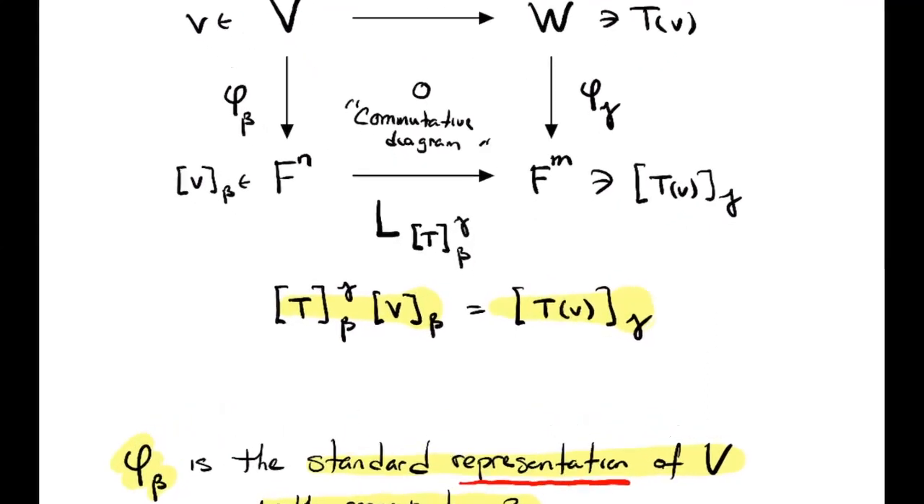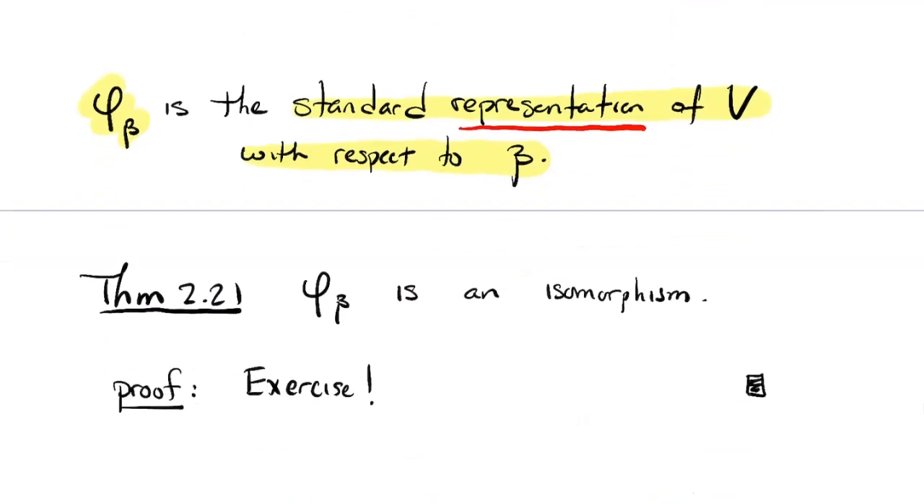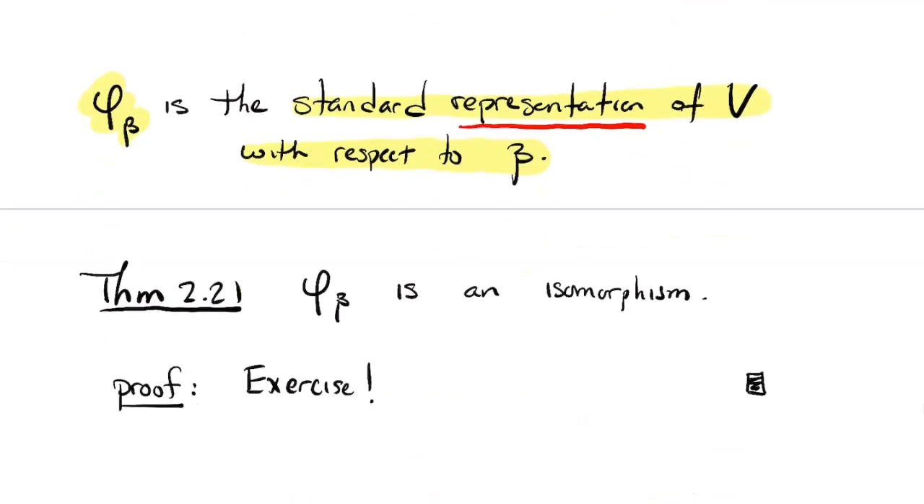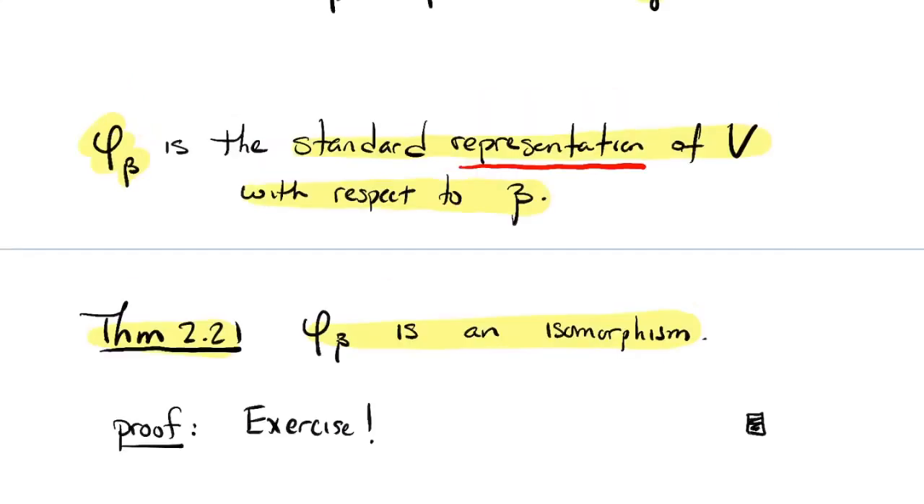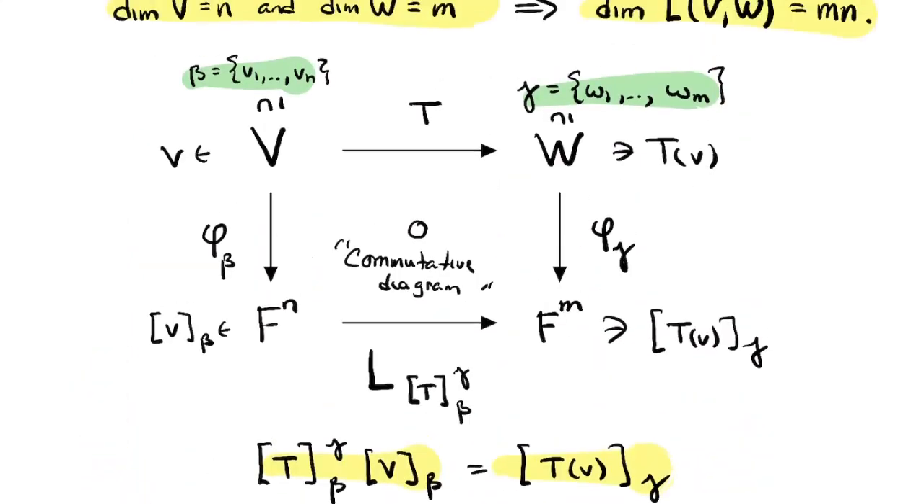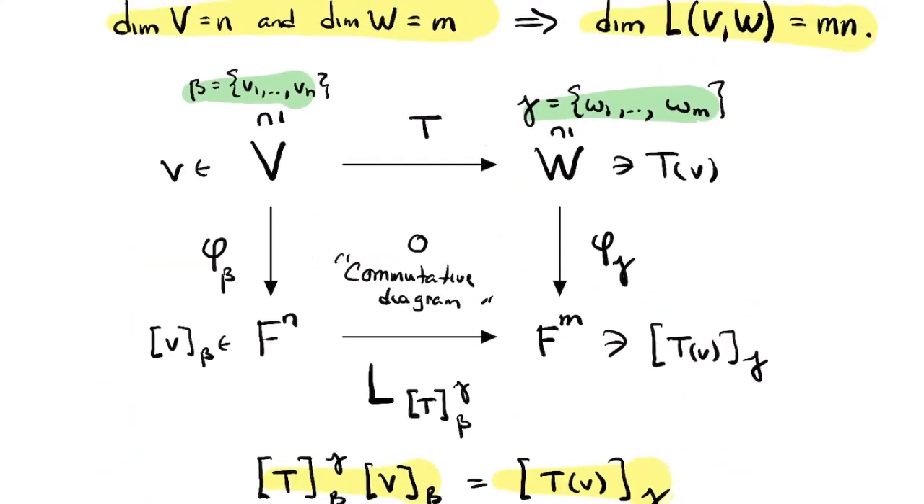And I'm going to leave it as an exercise to you. I'm not going to prove this here in this video. You're going to prove Theorem 2.21, that the standard representation of V with respect to beta is an isomorphism. It's an isomorphism. So I'm going to scroll back up to what I think is my beautiful diagram. I showed you that we kind of write isomorphisms with these wiggle squiggles.